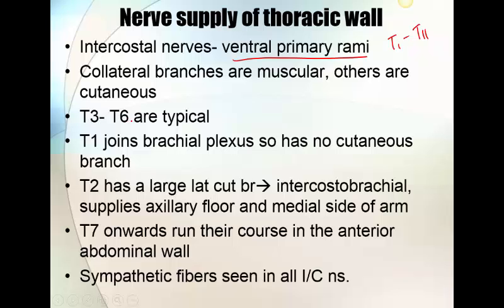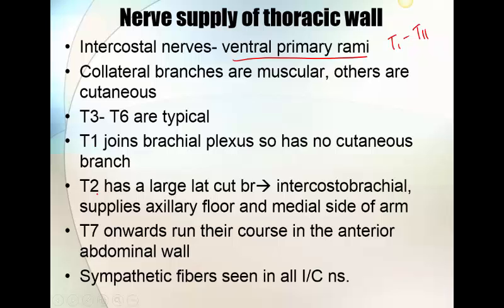The third to the sixth are typical intercostal nerves, because if you remember, we said third to sixth spaces were typical. The others are not typical because the first thoracic nerve, the first intercostal nerve, it joins the brachial plexus, so there's no cutaneous branch.